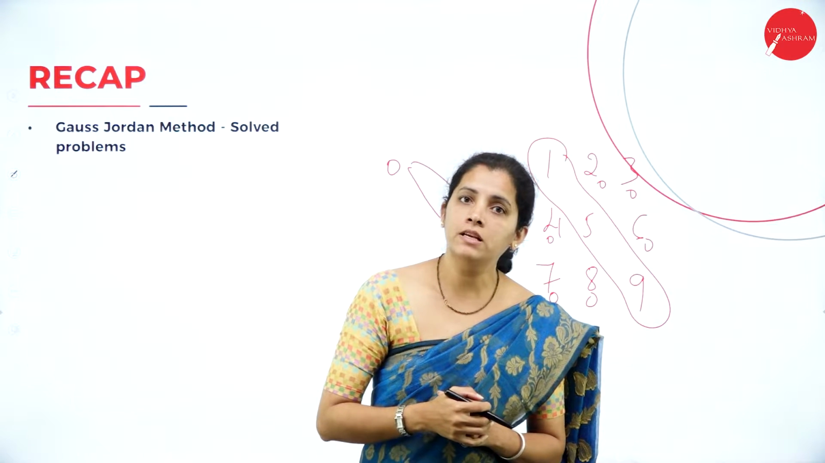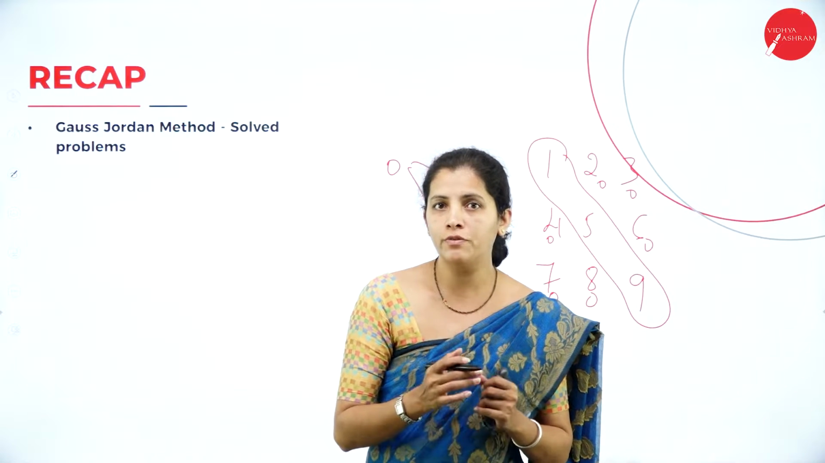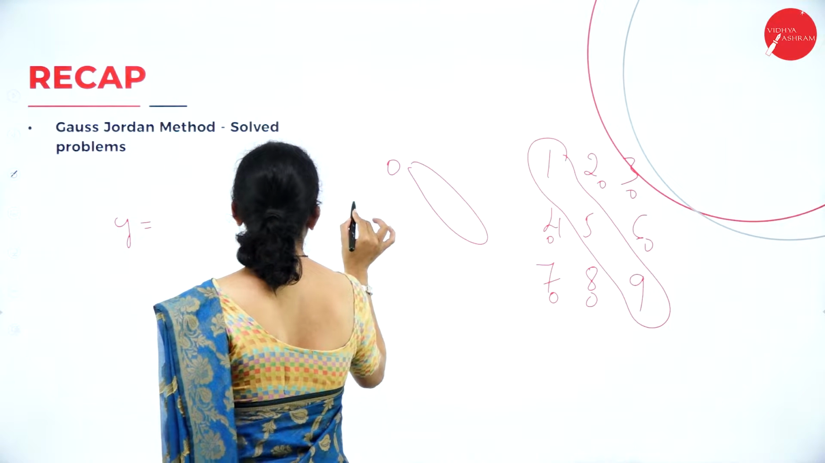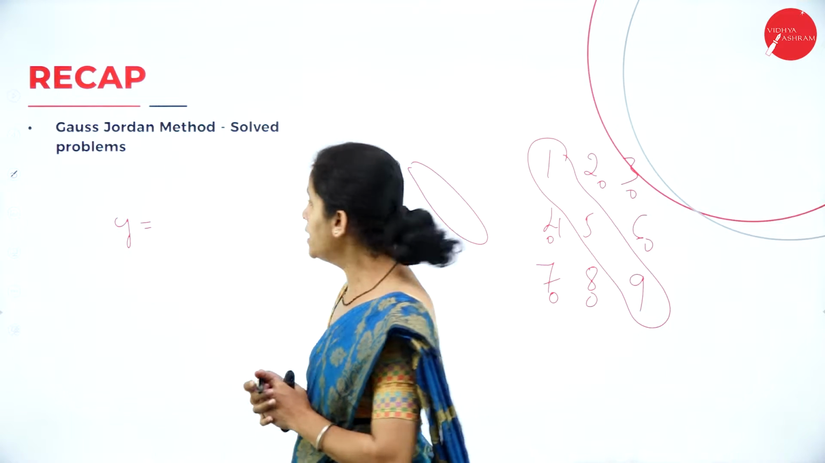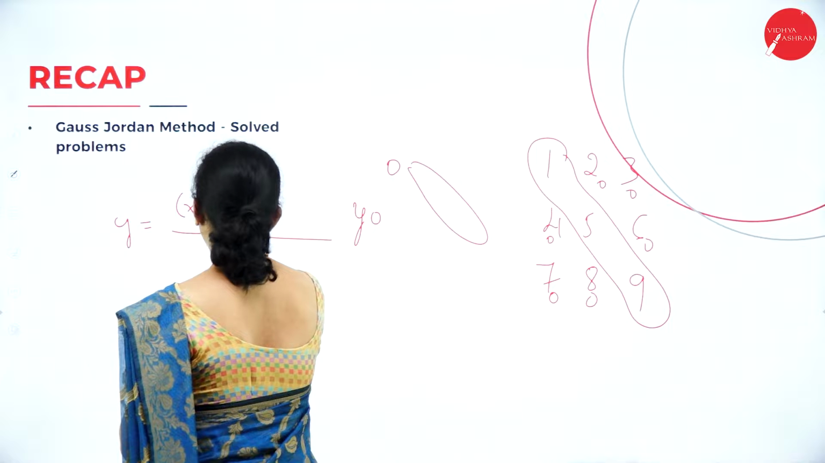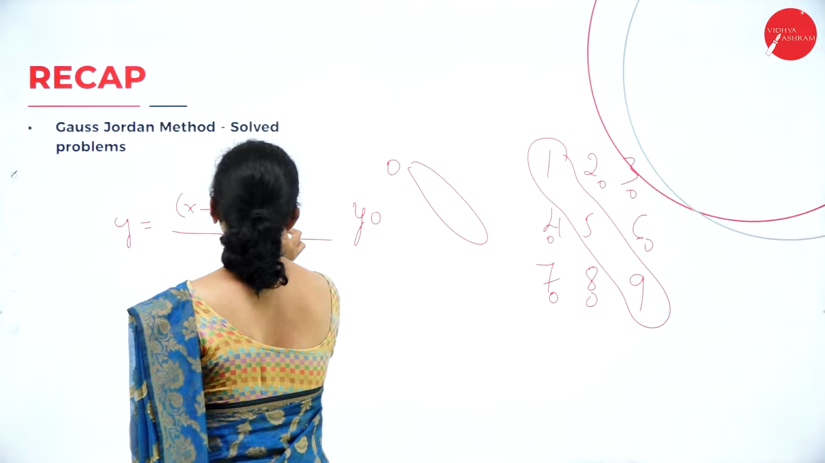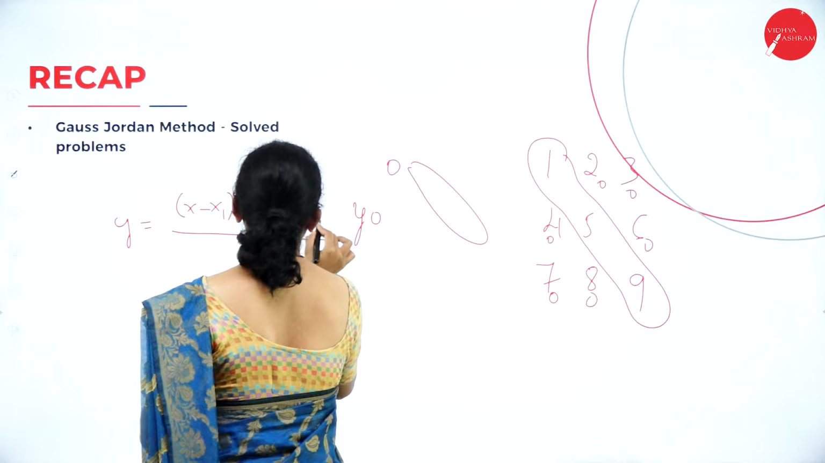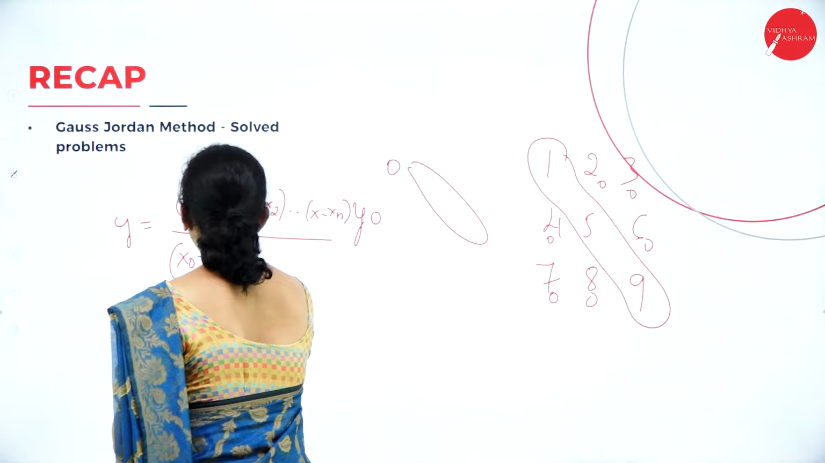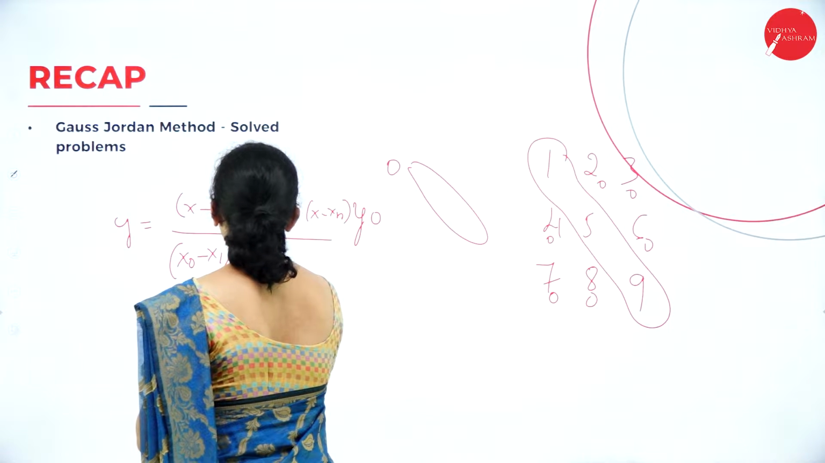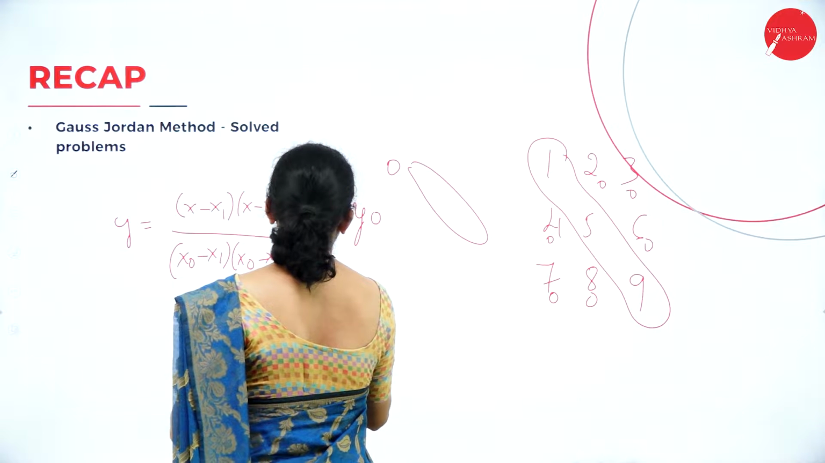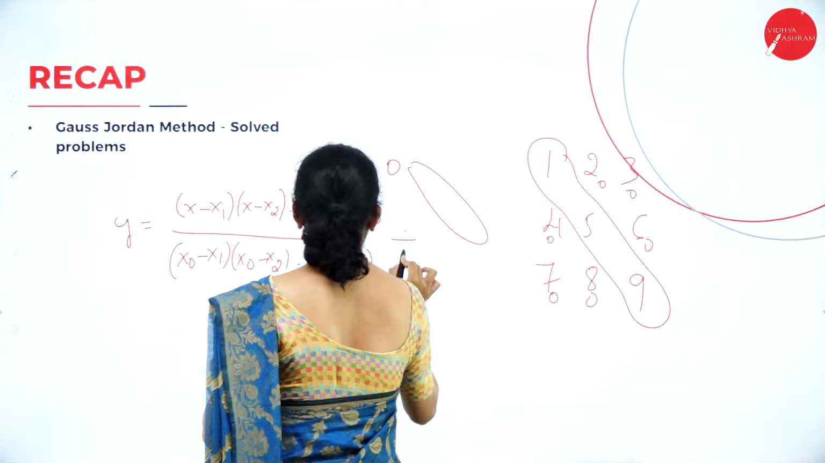Along with that, I have discussed Lagrange's interpolation formula. And what is the formula? I have y equal to, and here I am going to have the y0. So x is common. So it starts from x minus x1, x minus x2 up to x minus xn. And here x0 minus x1, x0 minus x2 up to x0 minus xn, plus.